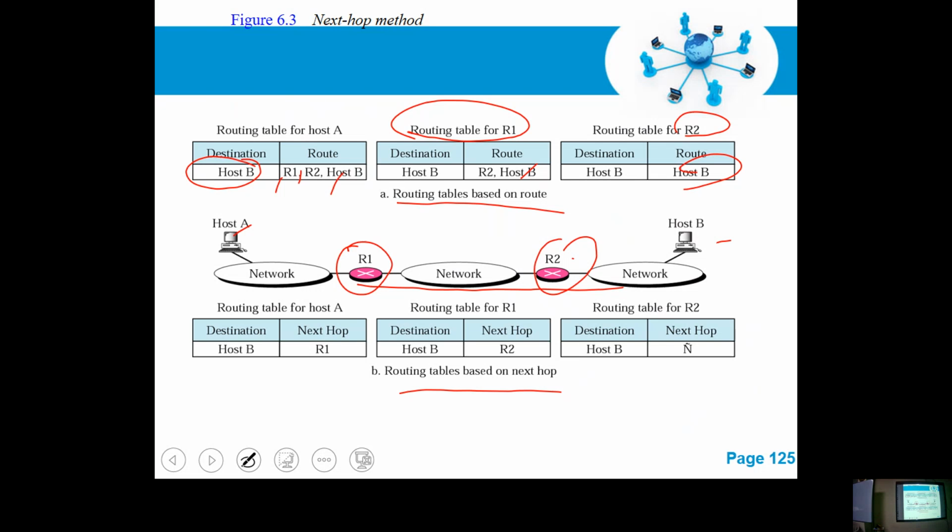Is there any problem with this? Yes, is there any problem? I'll have each and every detail, right? But the problem is, for example, if I have 20 entries, the amount of space required will be more. If I have hundreds of devices, and for each device I have to keep it like this, we are wasting memory unnecessarily. So that is the problem if I go with routing table based on route.